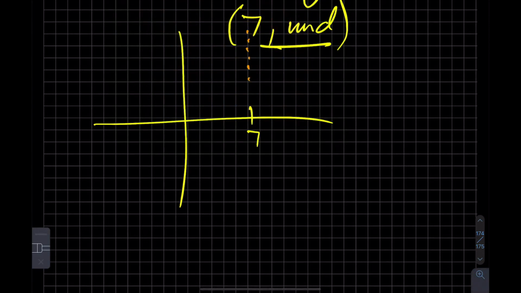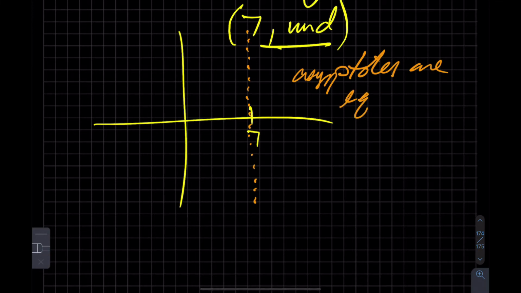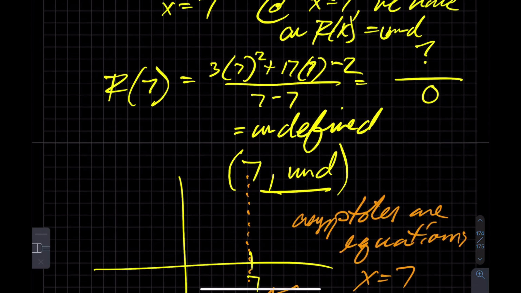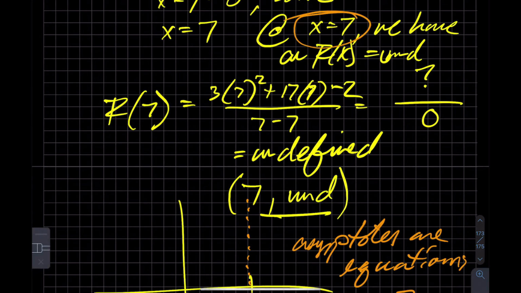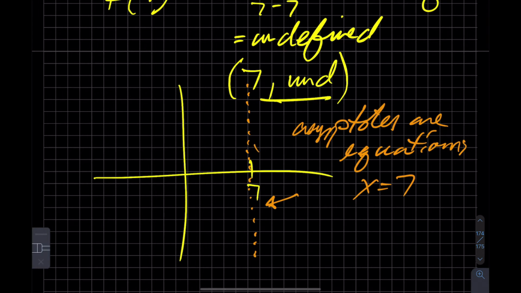So we often represent vertical asymptotes with dotted lines. And so this also tells you that asymptotes are functions. That's not true. They are equations, because right away this vertical one is not a function, right? Asymptotes are equations, and in this case it's x equals 7. When we set it equal to 0 and solve for x, it's x equals 7. This is a vertical line at x equals 7.